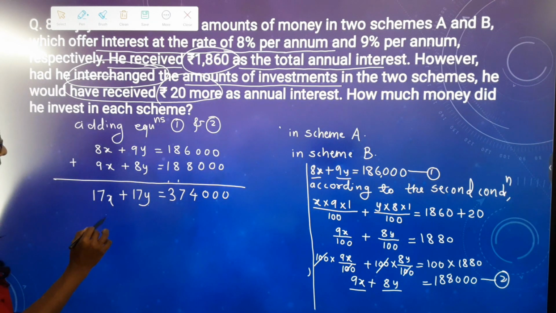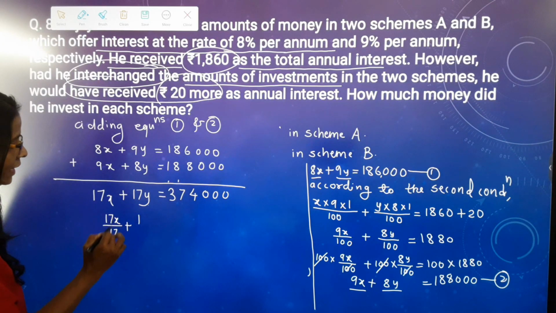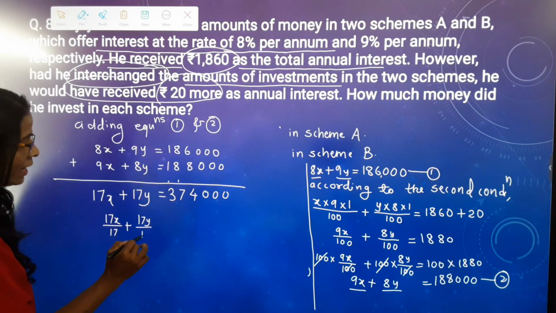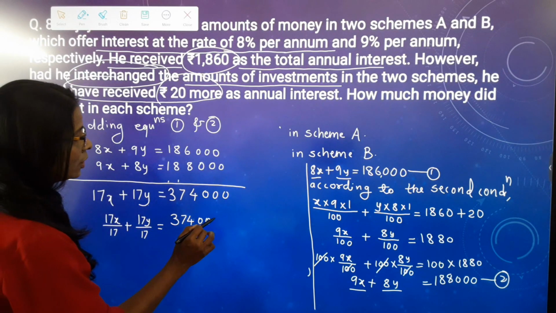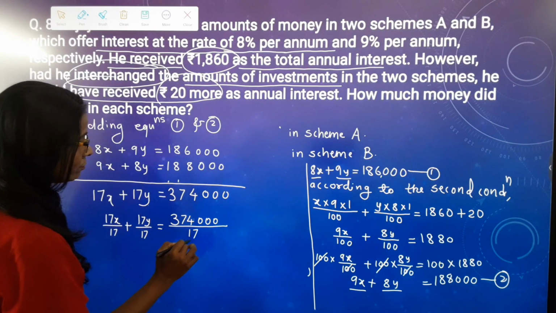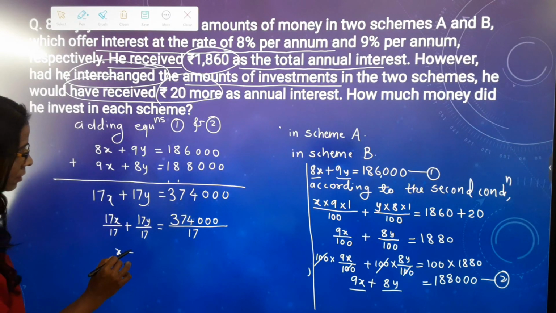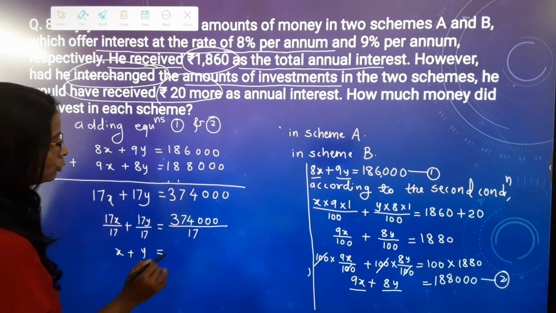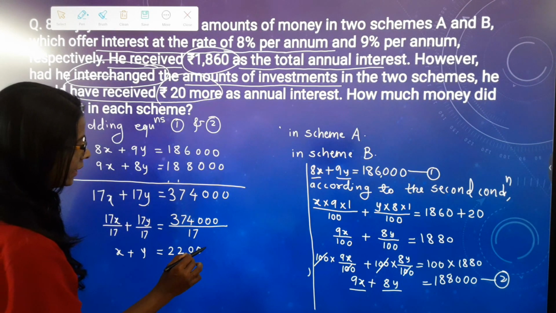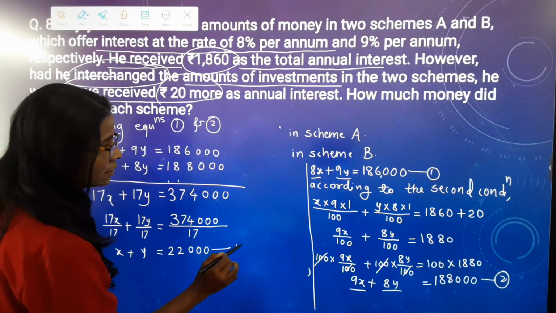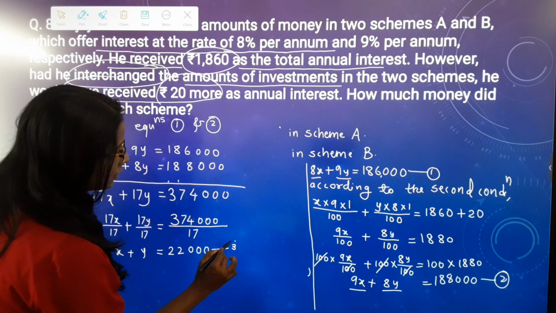Then dividing both the sides by 17, we have 17x upon 17 plus 17y upon 17 is equal to 3,74,000 upon 17. So x plus y is equal to 22,000, since 17 twos are 34 in both. Call it the third equation.